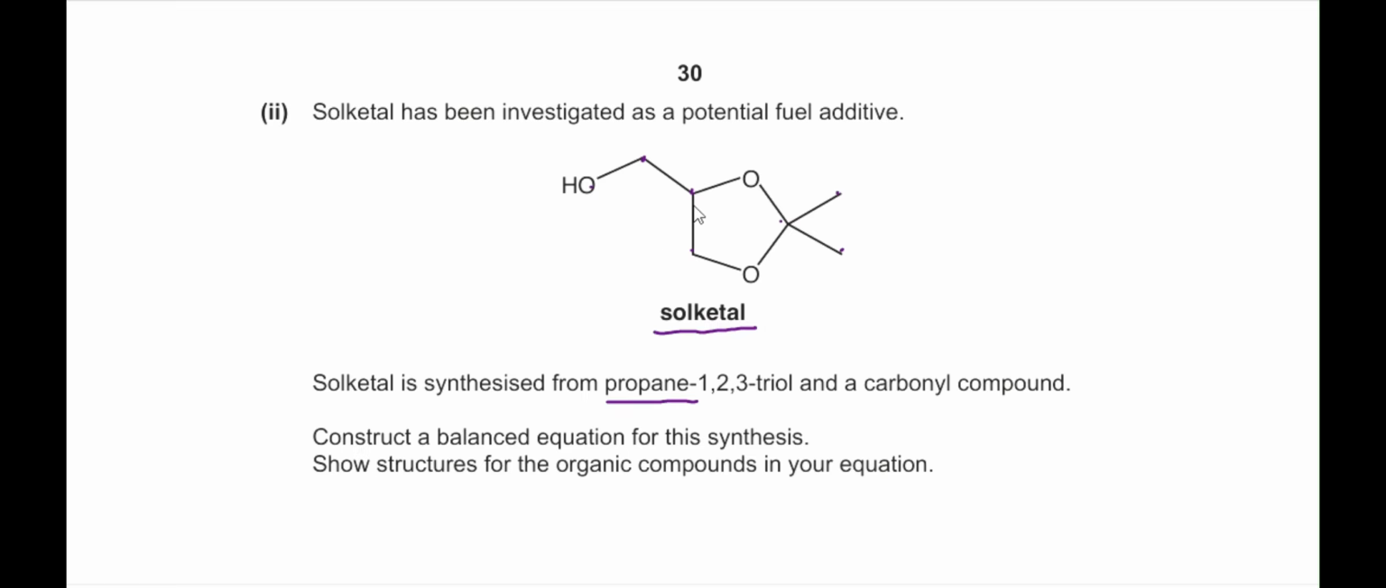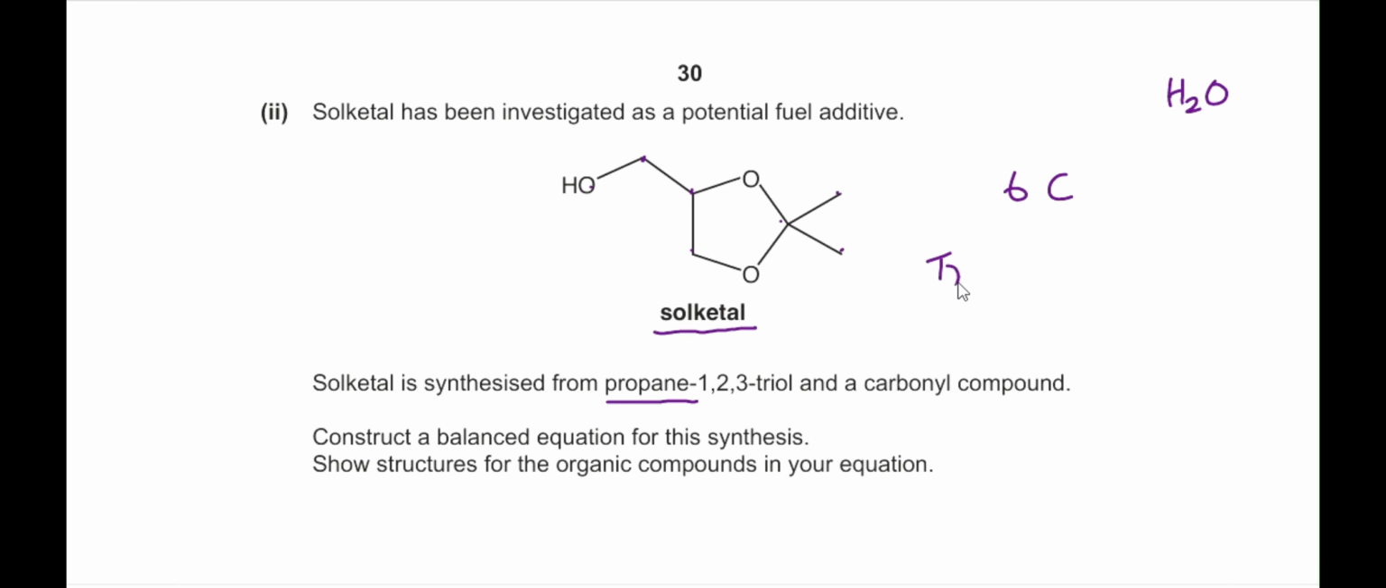Counting the number of carbon atoms here, we can see that there are 1, 2, 3, 4, 5, 6 carbons, and therefore since propane-1,2,3-triol has got 3 carbon atoms, this carbonyl compound also should have 3 carbon atoms. Now to deduce the number of oxygen atoms required in the second reactant, we should remember that it is a condensation reaction where one molecule of H2O will leave the reaction.